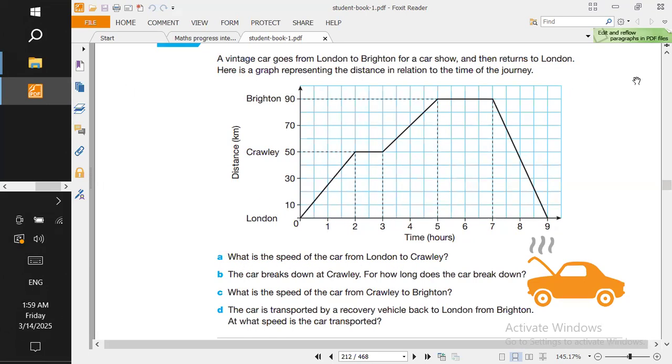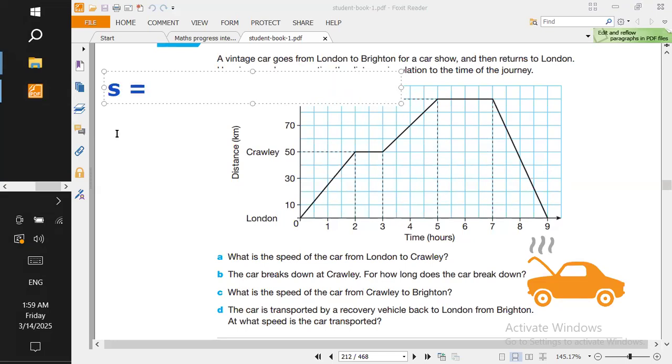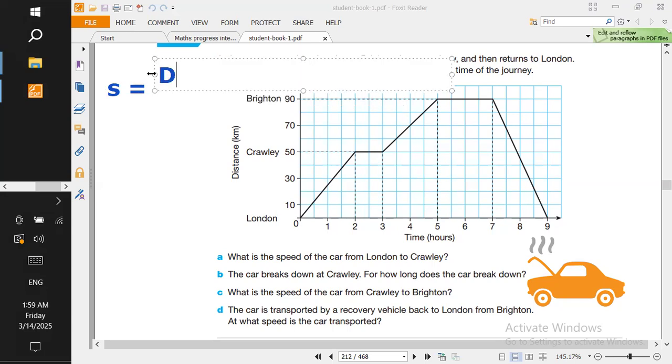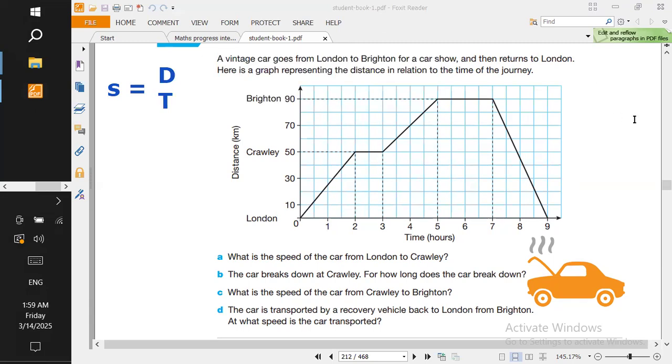First, you need to know the formula of speed. The formula of speed, as you took before, speed equals distance over time. So basically, you're supposed to find the distance of this journey and find the time and then divide them by each other. So first, let's find the distance from London to Crawley. So this is London and this is Crawley. Basically, this line, the distance will be 50 kilometers, and the time will be 2 hours. So we're going to divide the distance by the time.